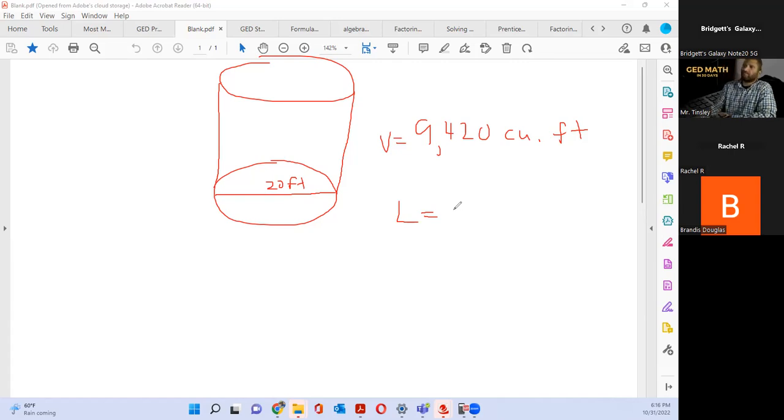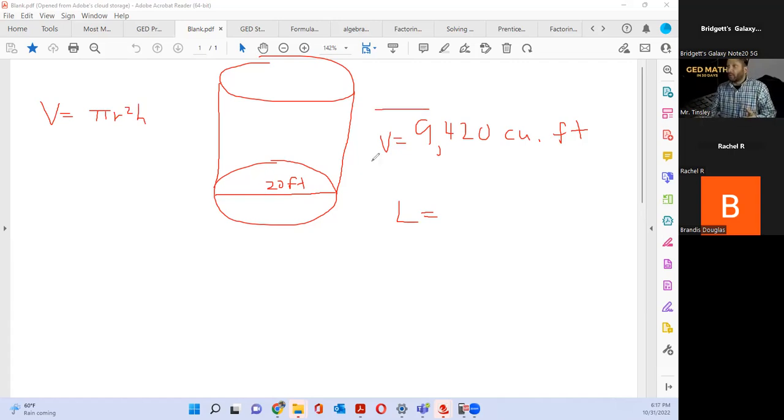Okay. So one of your questions, remember, it's not that tough. First of all, you've got to identify that you've got a cylinder. The second thing you're going to identify is how do I find the volume of a cylinder? Pi r squared h.